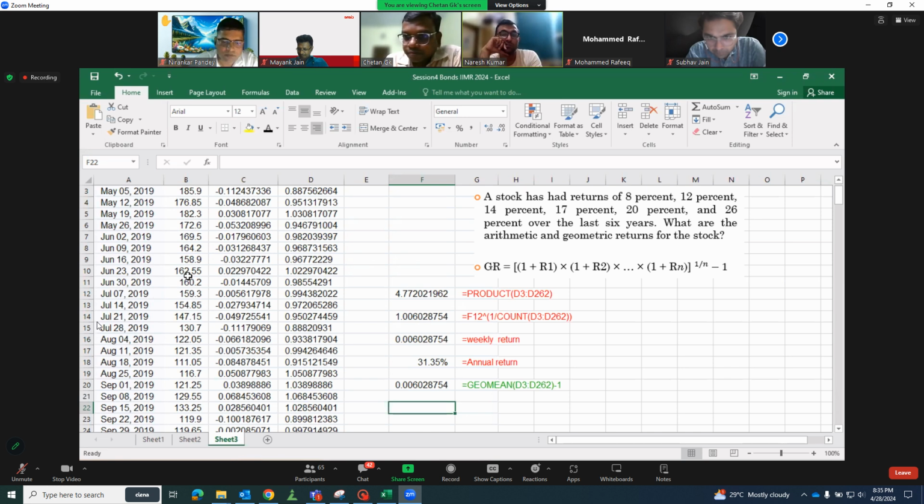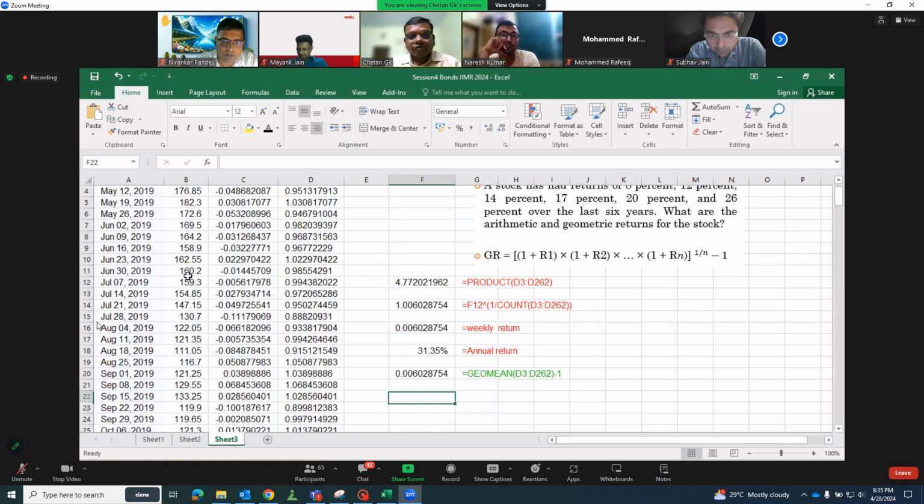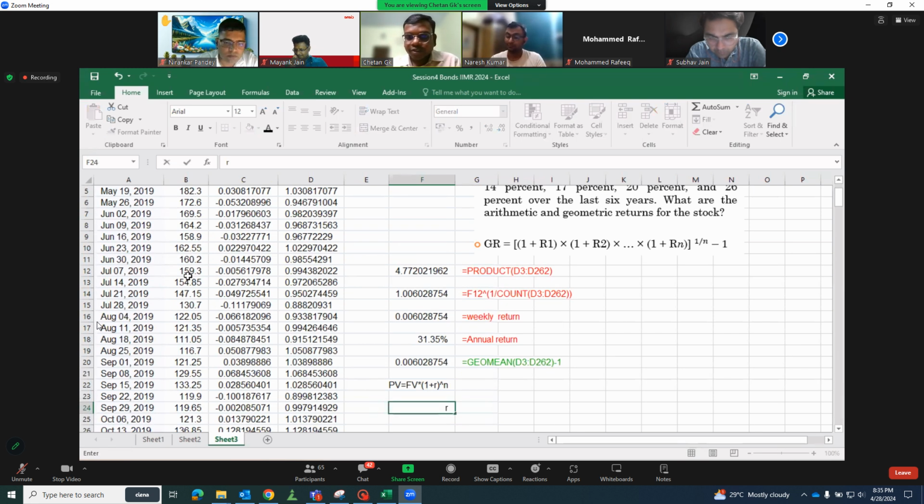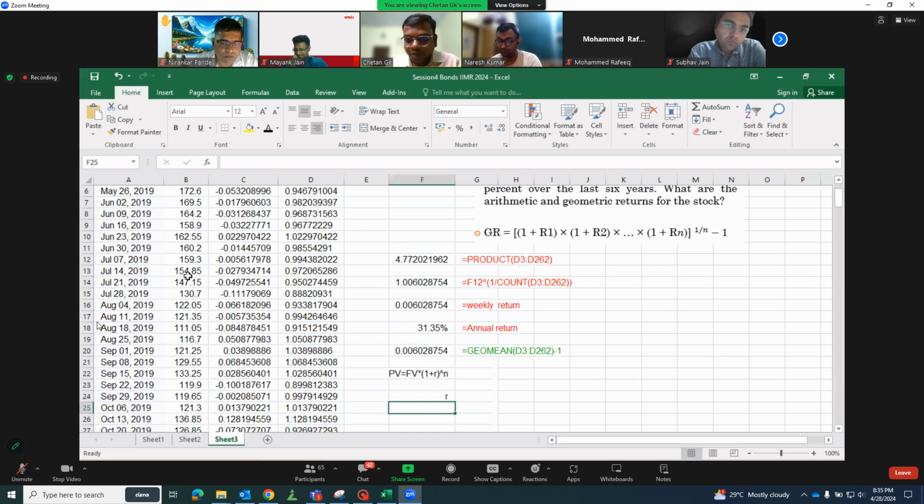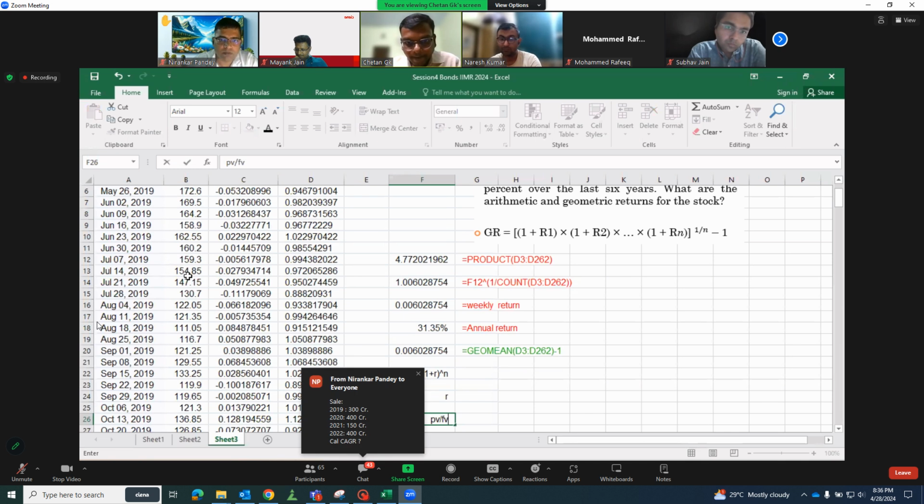Sir, I have one doubt. We have the initial price and we have the final price. Why can we not calculate it directly? You can do it that way also, because present value is equal to future value multiplied by 1 plus R whole raised to N. This is the equation everybody knows by this time, right? If you solve for R, what comes up is present value divided by future value, and that is raised to 1 divided by N.